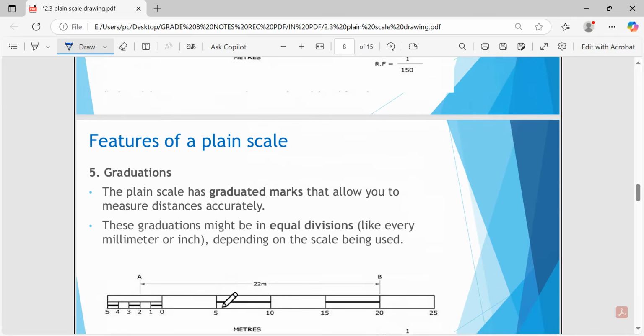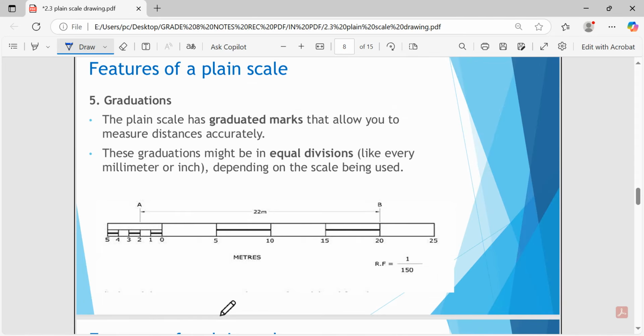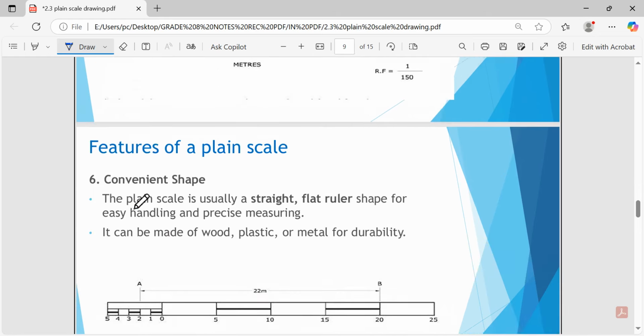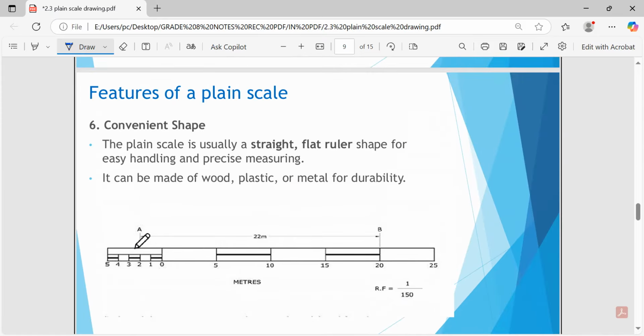Okay, then one last feature is the graduations, and the plane scale has graduated marks that allow you to measure distances accurately. These graduations might be in equal divisions, like every millimeter or inch, depending on the scale. So in short, the graduations are these points. For example, at 5 we have the first graduation, the second one, the third, the fourth, the fifth, like that. Okay, so those points are the graduations. Okay, so another bonus feature is the convenient shape of a plane scale. If you look at this plane scale, it looks like a ruler. Okay, that is what convenient shape means.